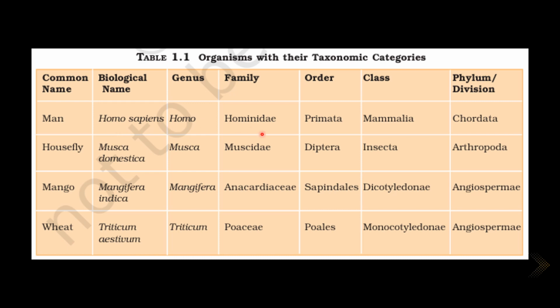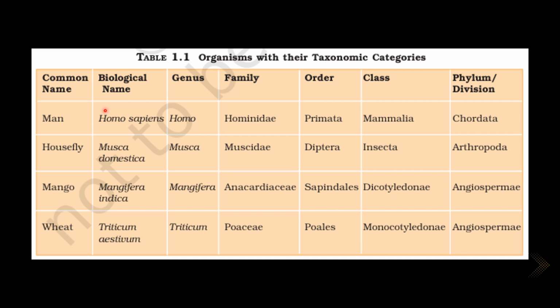Next, we have a table which is also given in your NCERT, and I would suggest you all to learn all these family, class, order of these, at least these four, as these can be asked in your board exams as well as competitive exams. So man you can easily remember, Homo sapiens. First learn the biological name. Man is Homo sapiens, house fly is Musca domestica, mango I have discussed initially in the chapter as well, Mangifera indica, and wheat is Triticum aestivum.